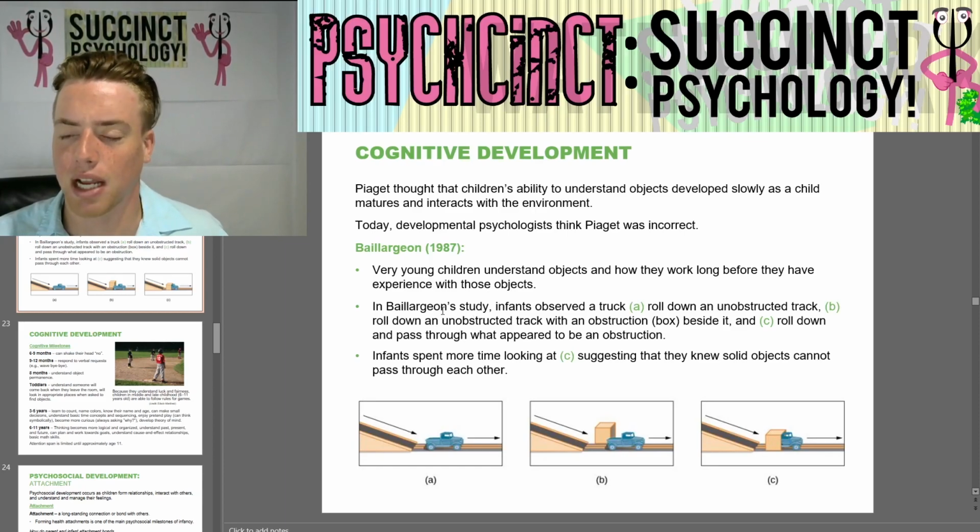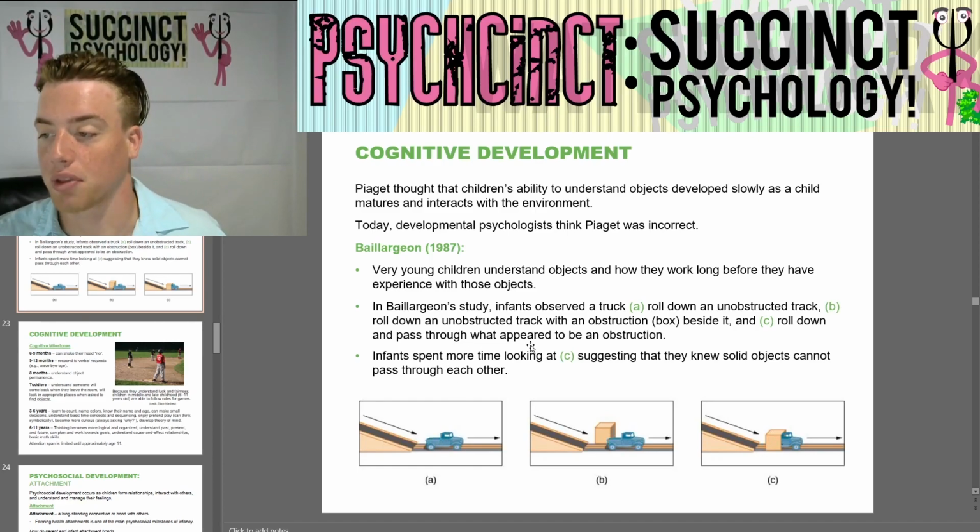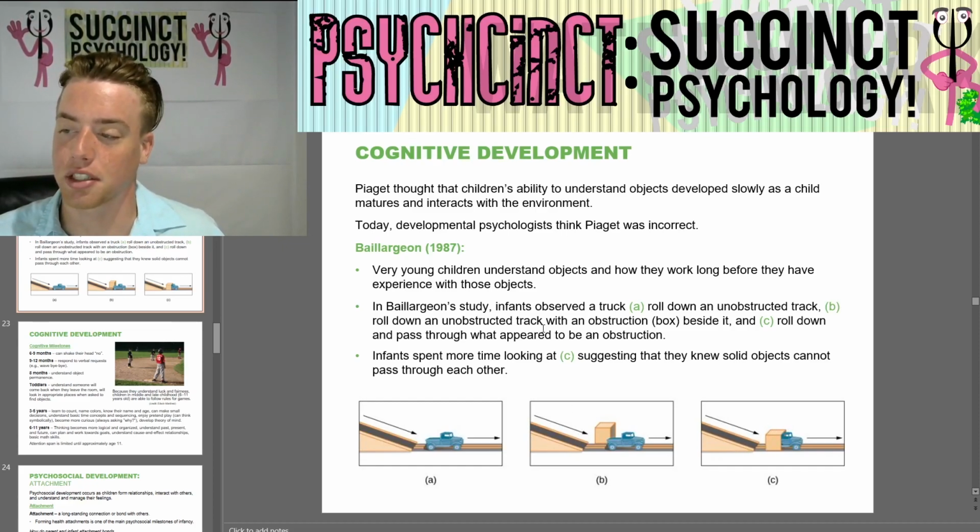In Baillargeon's study, infants observed a truck roll down an unobstructed track. So, figure A, and then figure B, roll down an unobstructed track with an obstruction, a box, behind it, and C, roll down and pass through what appears to be an obstruction. Infants spent more time looking at C, suggesting that they knew solid objects cannot pass through each other.